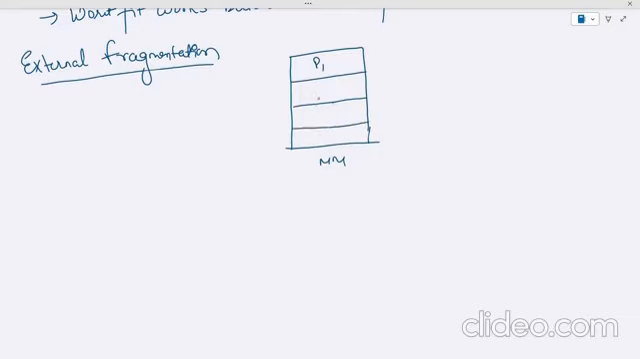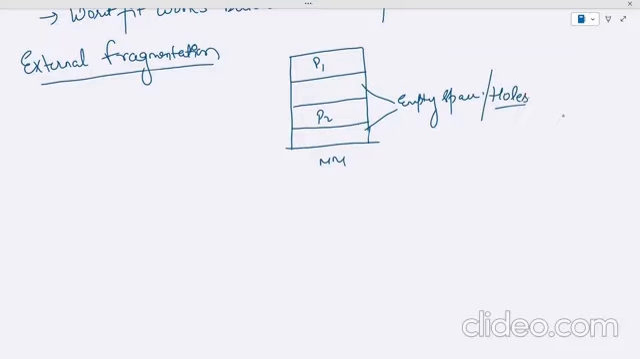Okay. Now, let's see an example of external fragmentation. Here we have a main memory, and one part is occupied, let's say by P1. There is an empty space here, meaning if a process needs space, this space is allocated to that process. Let's say P2 also occupies this space, and these two spaces are empty. Empty space is also called holes. If a question mentions holes, it means empty space in main memory.